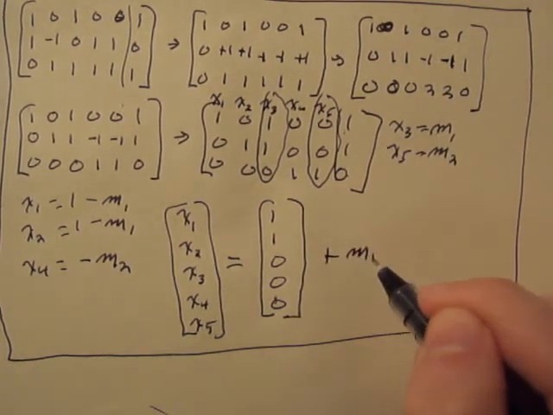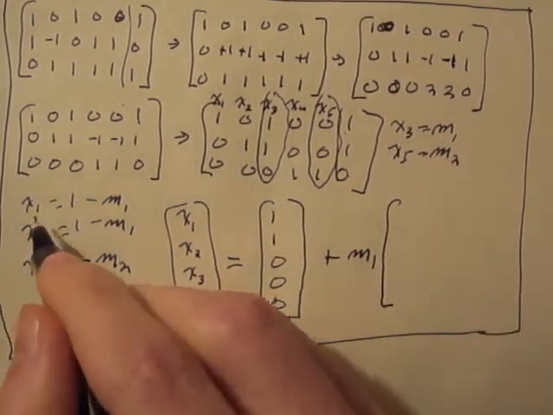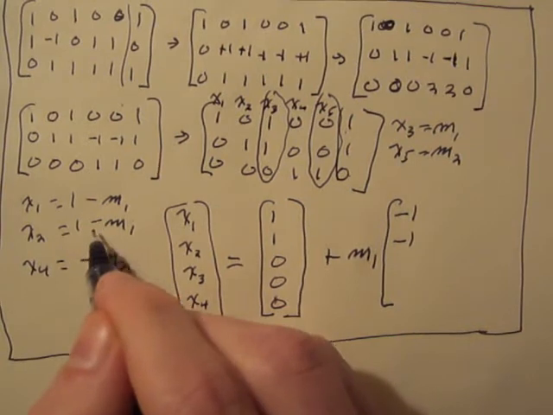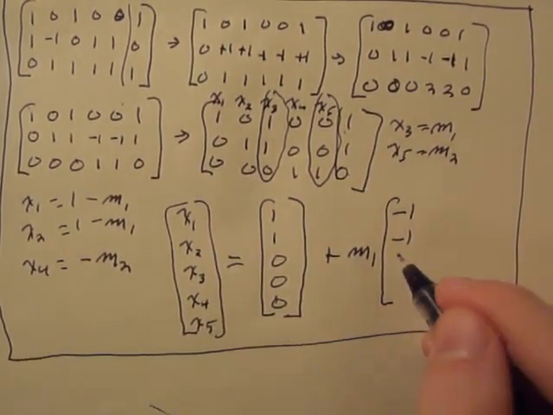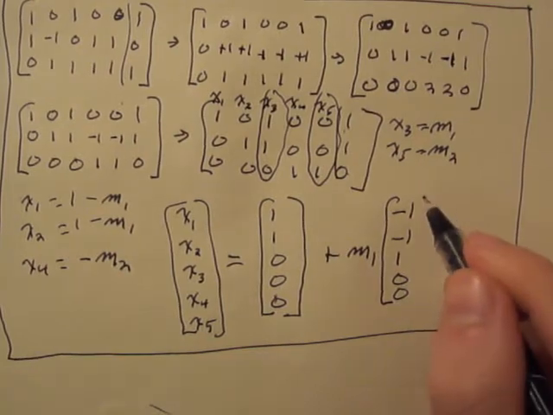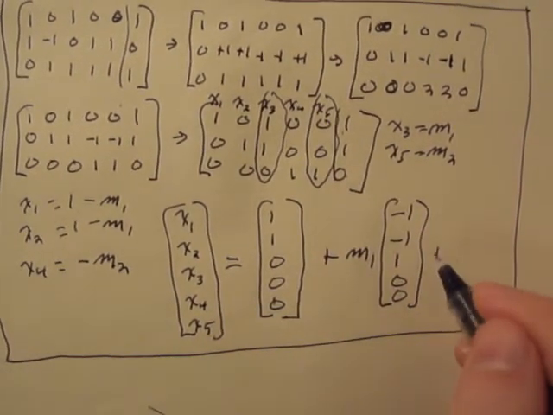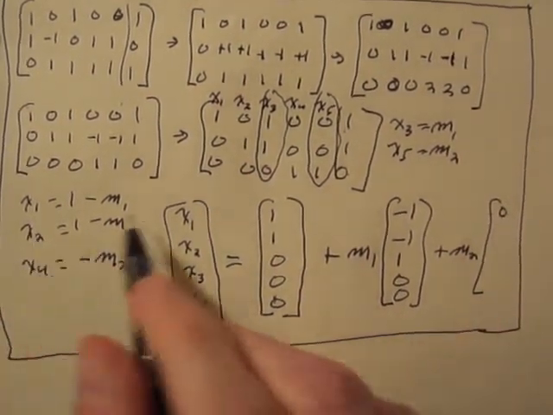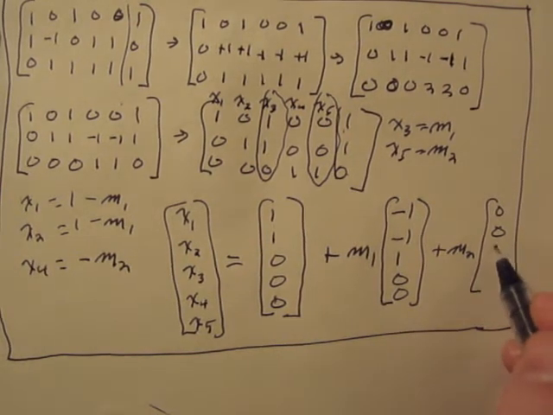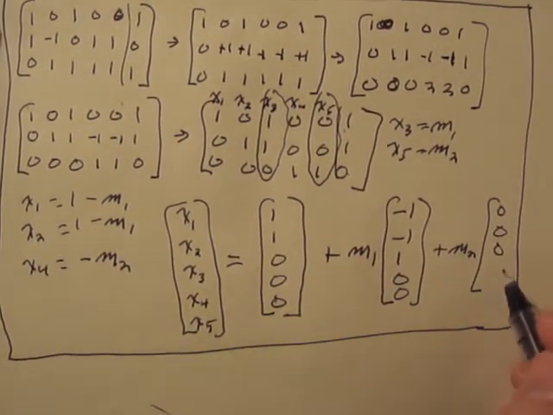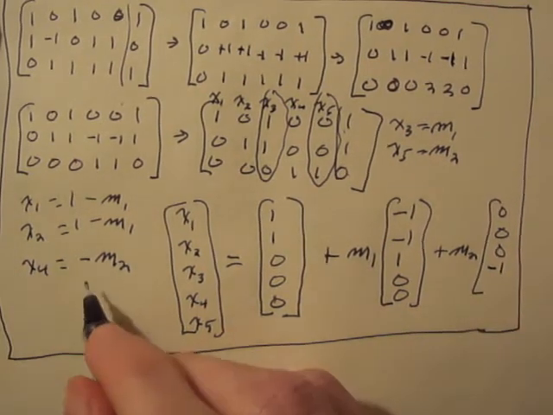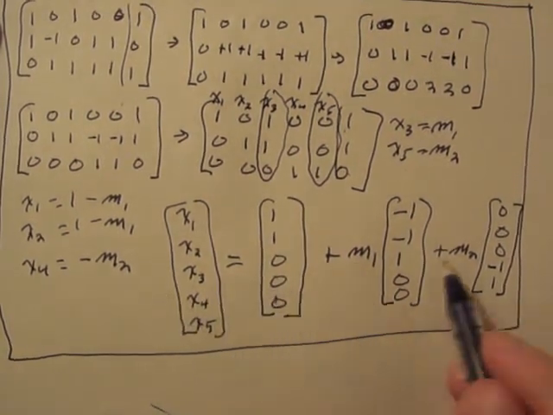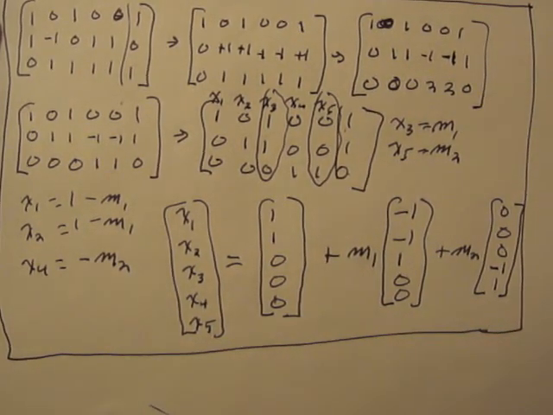Now we isolate the m1 component. So every x1 contains minus 1 m1, see? And so does every x2 contains minus 1 m1. And of course x3 always contains 1 m1. And the rest are zeros because they don't involve m1 at all. And we do the same thing for m2. x1 doesn't contain any m2s, neither does x2, neither does x3. x4 contains a negative 1 m2, and x5 is m2. So this expression here defines the solution set for this system.